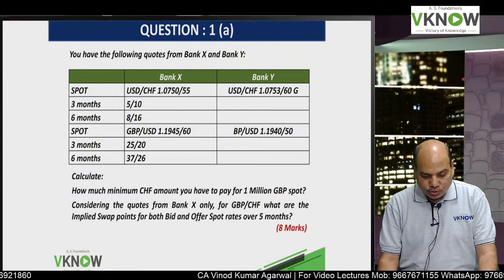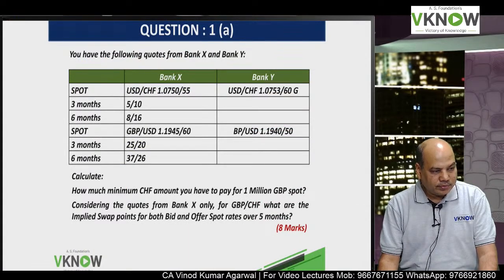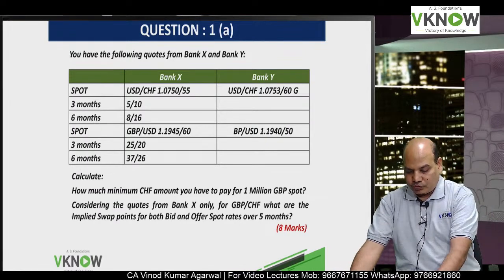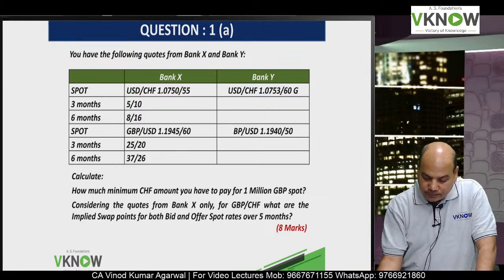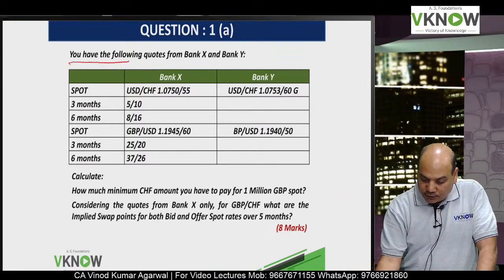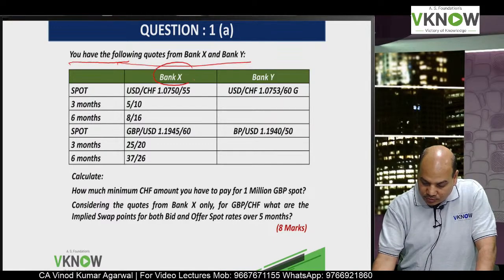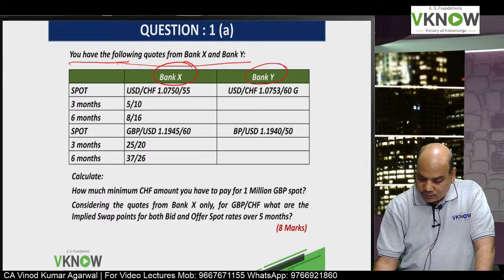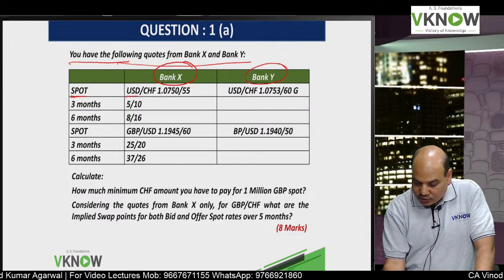So let us come to question number 1. Very tricky question for 8 marks. This question was asked in some earlier exam also. You have the following quotes from Bank X and Bank Y. This is Bank X, this is Bank Y, and the spot rate is given USD per CHF.